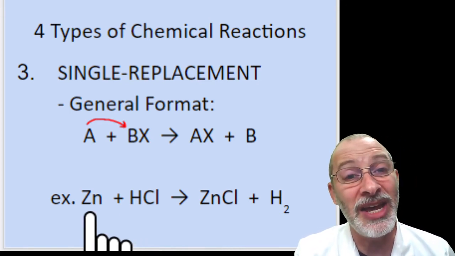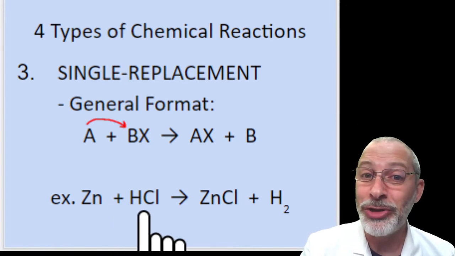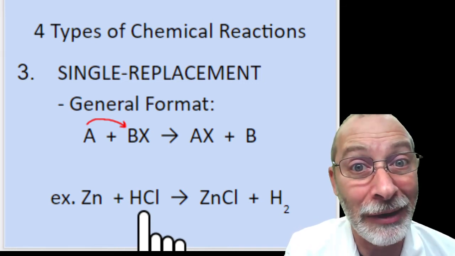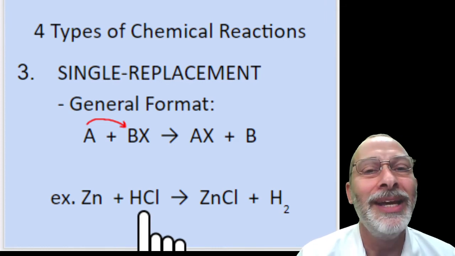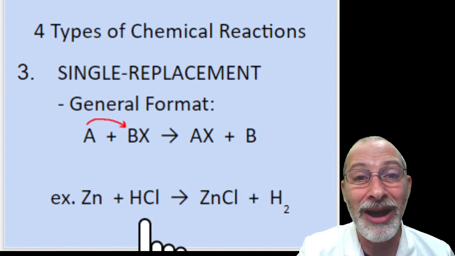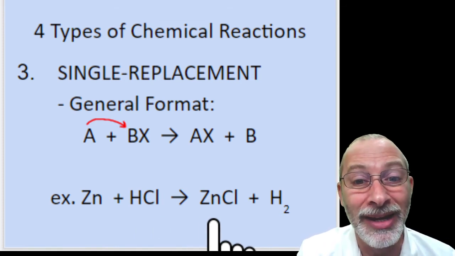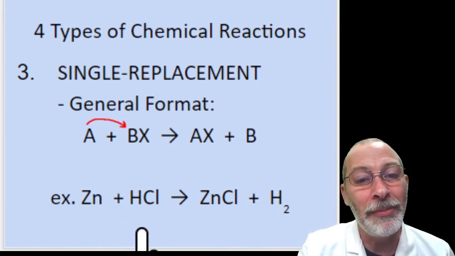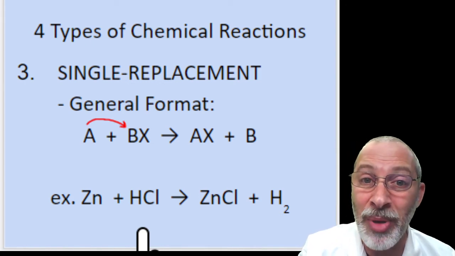So if zinc, or Zeus, meets up with hydrogen chloride, or hydrochloric acid, or Harry and Clarice, what do you think is going to happen, folks? That's right. Zeus is going to kick out Harry. The zinc kicks out hydrogen. It is a single element that replaces another element that is already in a compound.